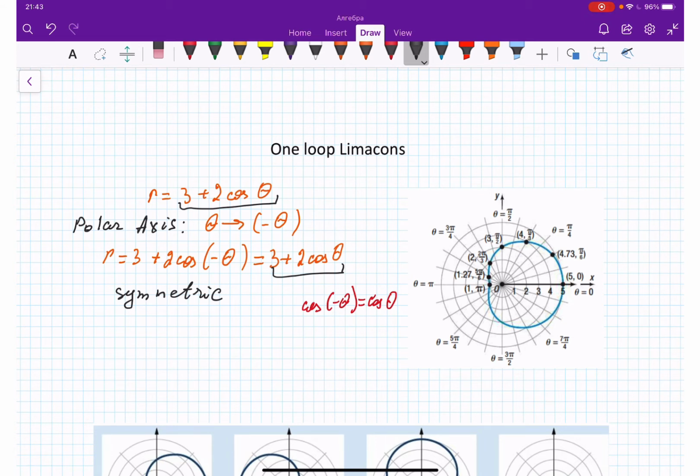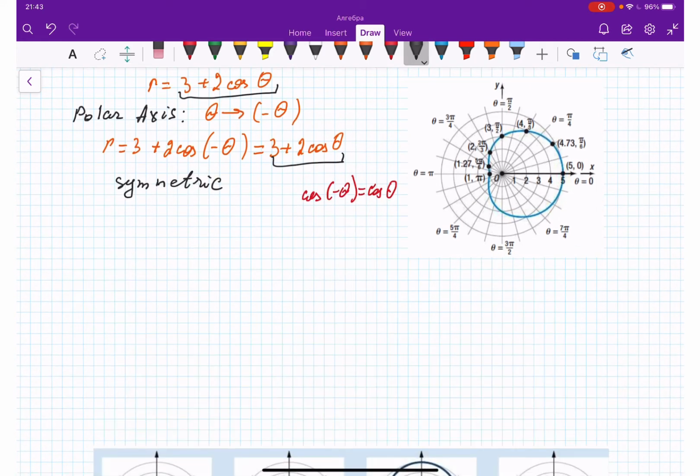All right, now let's test the line theta equals half pi.